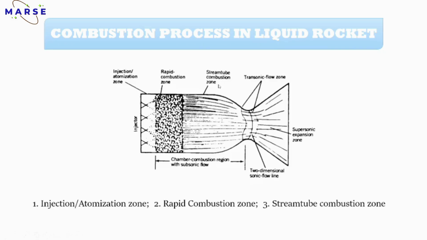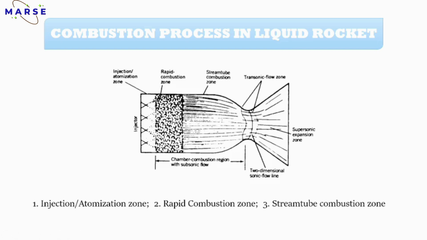Next one is the stream tube combustion zone. After some portion, the combustion process is maintained. Maintained means all the flames and gases are now moving within the stream tube, and that's why it's known as stream tube combustion. Then the stream tube gases move towards the nozzle part, and after that, obviously, exhaust.